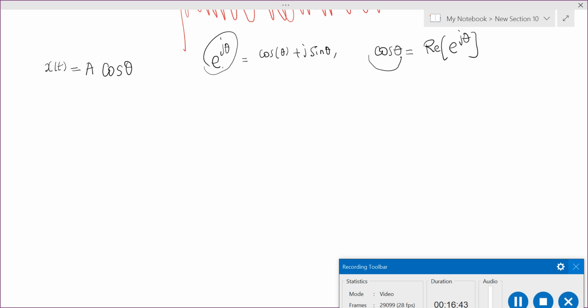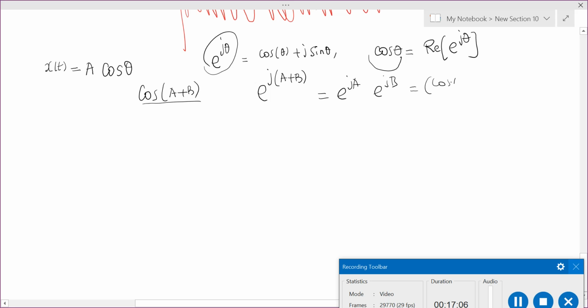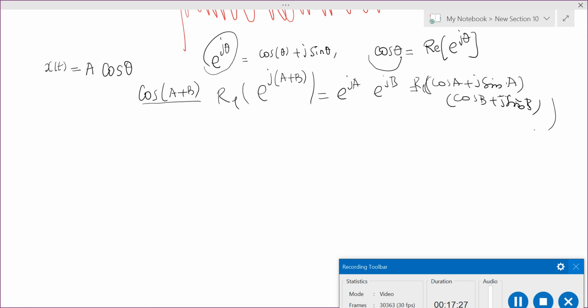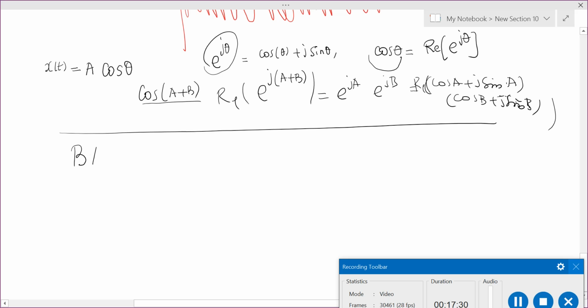Why do we use this notation? Because there are a lot of mathematical simplicities when we use e to the power j theta rather than cosine and sine. As an example, if you want to prove cos of a plus b is cos a cos b minus sin a sin b, there is a trigonometric way which is hard. Instead, take e to the power j of a plus b, which you can write as e to the power j a times e to the power j b, and then expand in terms of cos and sin. So cos a plus j sin a, times cos b plus j sin b, right? And take the real part on both sides. The real part of e to the power j of a plus b is cos of a plus b, and on the right-hand side you just take the terms without j, and you will get the required relationship very easily.